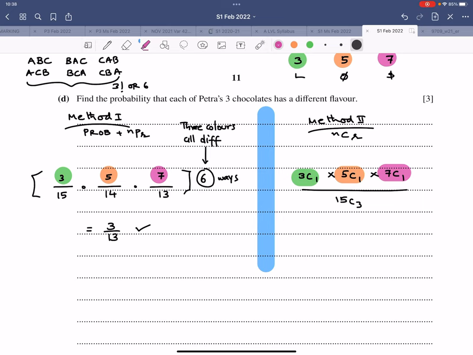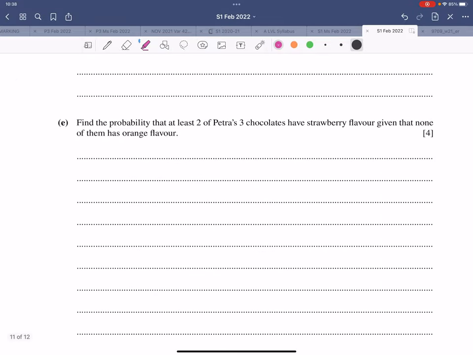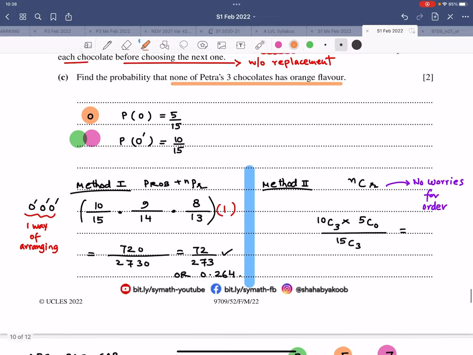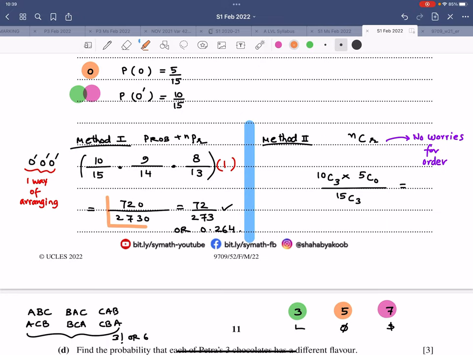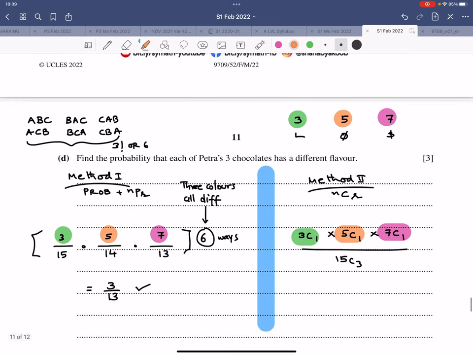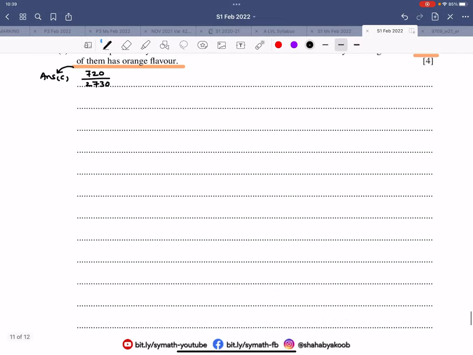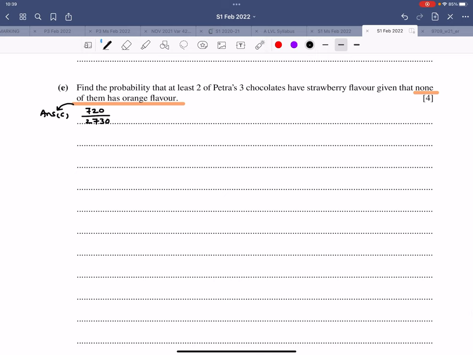Now, let's look at part E for 4 marks. Find the probability at least 2 of Petra's 3 chocolates have strawberry flavor, given that none of them has orange flavor. Now, this wording at the very last, none of them has orange flavor. Isn't it the same thing as none of Petra's 3 chocolates have orange flavor? Yes. So the answer of part C, which is 720 over 2730, is what is needed over here. So this is, first of all, the answer of part C, 720 over 2730. I'm writing it in the raw form. That is the first part. That was 10, 9, 8 and 15, 14, 13. Perfect. Now, at least 2 of Petra's 3 chocolates have strawberry, but none of them has orange.